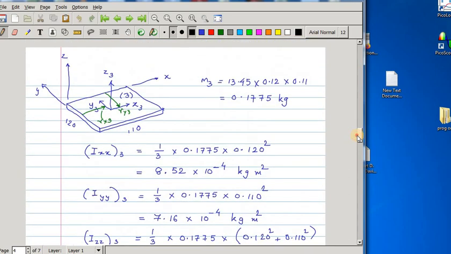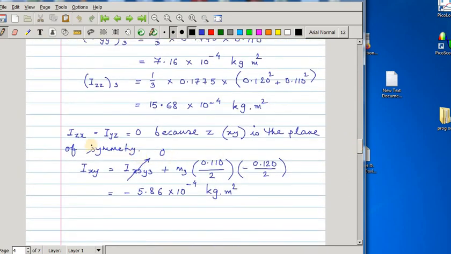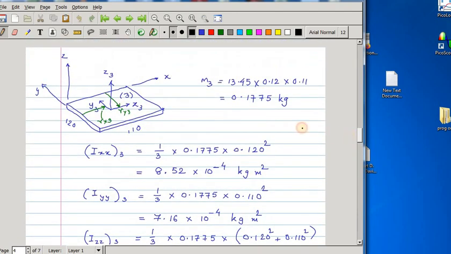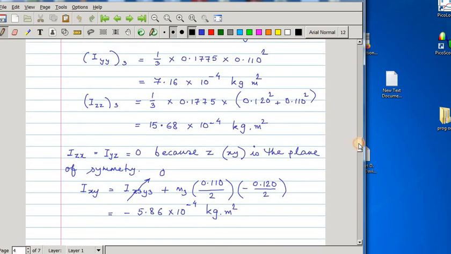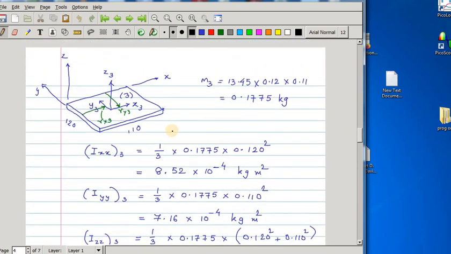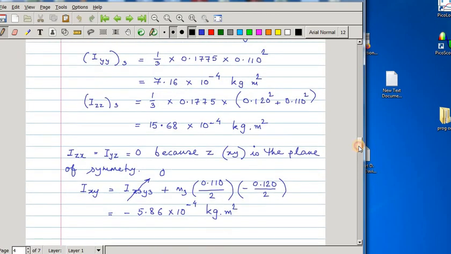so this. Since now here z is a plane of symmetry, anything having z in it will be 0. And Ixy will be Ix3y3, that is the centroidal axis or the center of mass axis. Ixy will be Ix3y3, which is 0 because of symmetry, plus m3, and shift in x and shift in y. The shift in x has to be measured from here, which is this, and it is in the negative y direction.